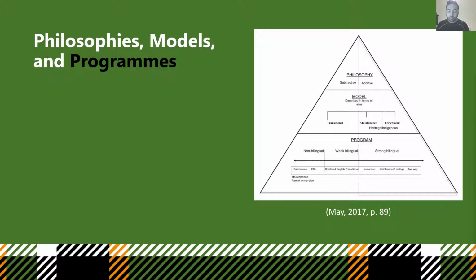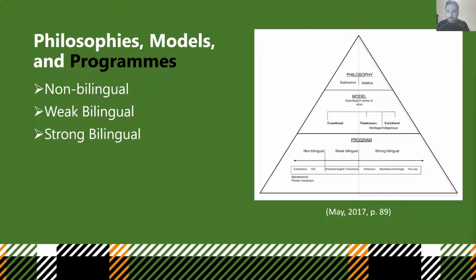Now, moving on to programs, very briefly I would like to mention the three major types of programs that we have: non-bilingual, weak bilingual, and strong bilingual. In non-bilingual programs, a second language is not used in the classroom as a means of instruction. However, in weak bilingual programs, for example, transitional, students' L1 is used in a very limited way, only in the first years of schooling. And then in strong bilingual programs, there is a use of both languages.